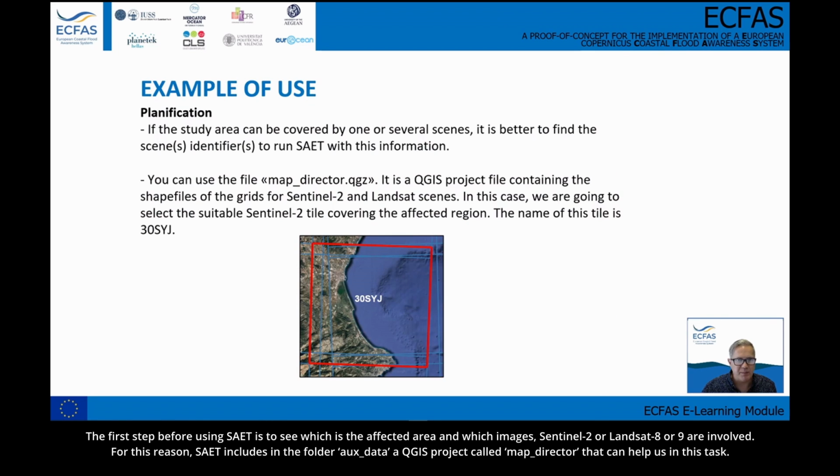The first step before using SAET is to see which is the affected area and which images, Sentinel-2 or Landsat 8 or 9, are involved. For this reason, SAET includes in the folder aux data a QGIS project called Map Director that can help us in this task.